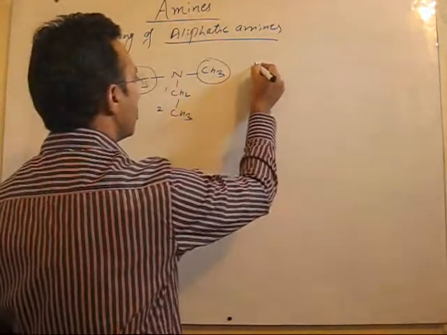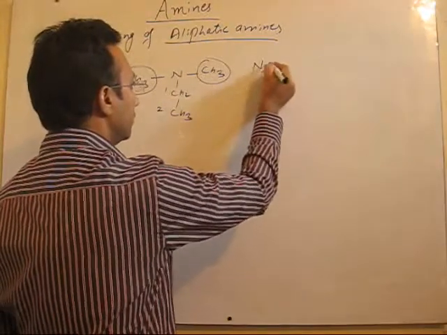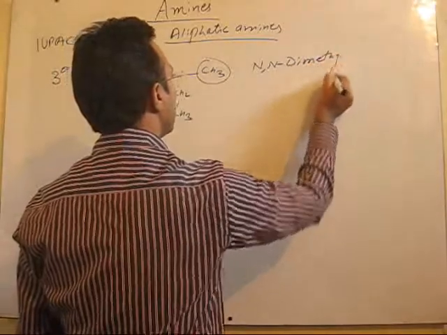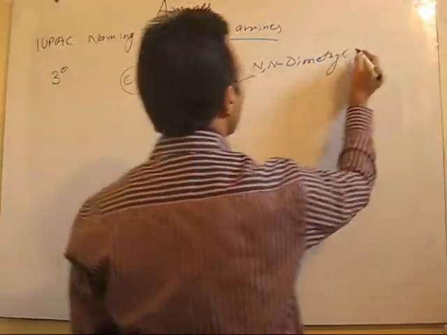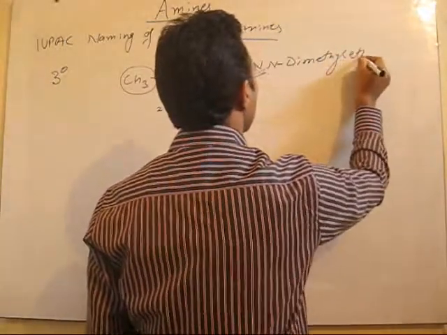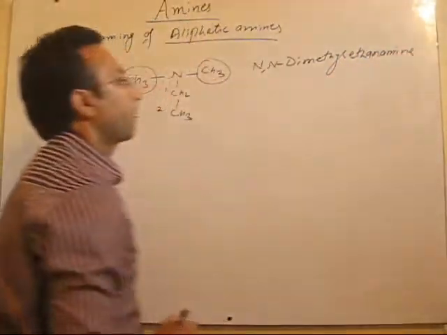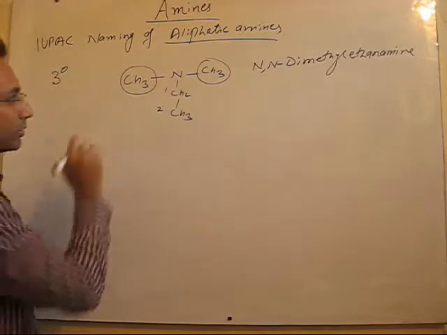It will be like, if two are present, so it is N,N-dimethyl, 2 carbon in the chain. Now here word root starts, ethane amine. Fine. So this is regarding tertiary.